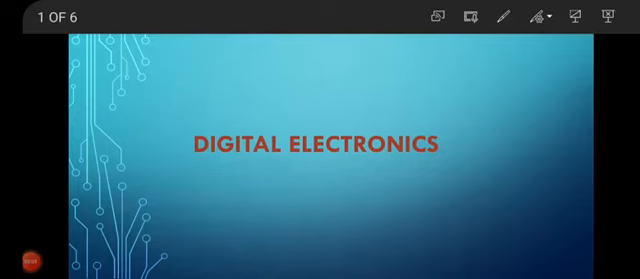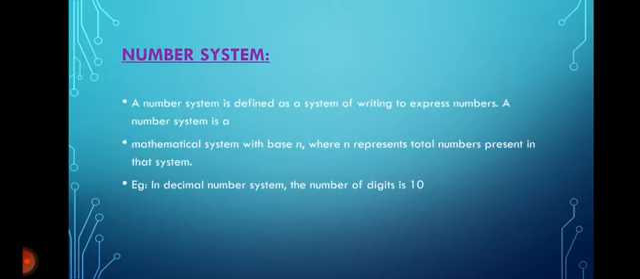Today we will discuss an important topic of digital electronics. Let us see number systems. So what is a number system? A number system is defined as a system of writing to express numbers. A number system is a mathematical system with base n, where n represents the total numbers present in that system. We will discuss it later.